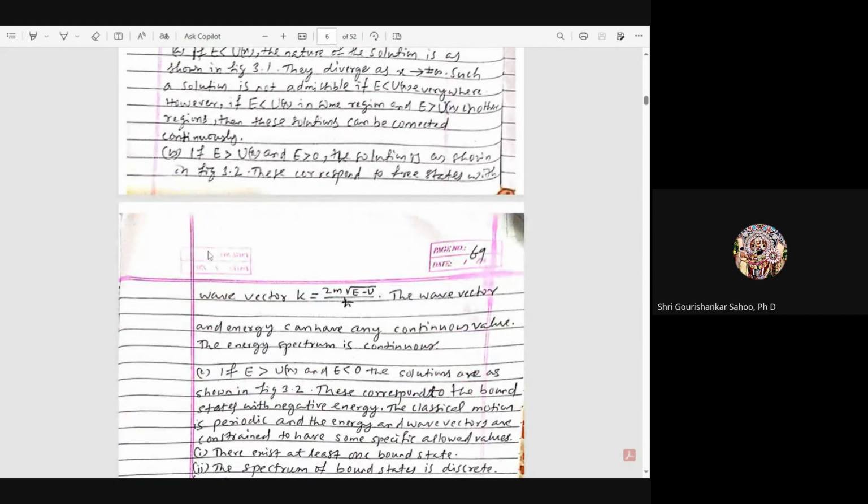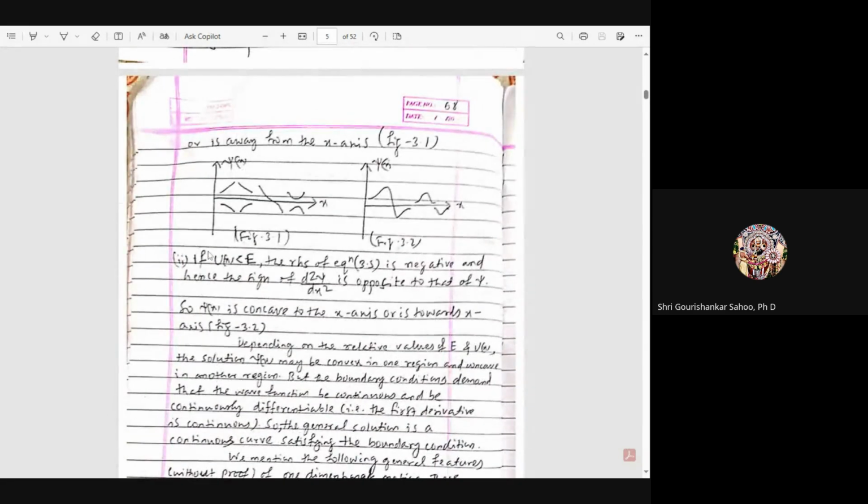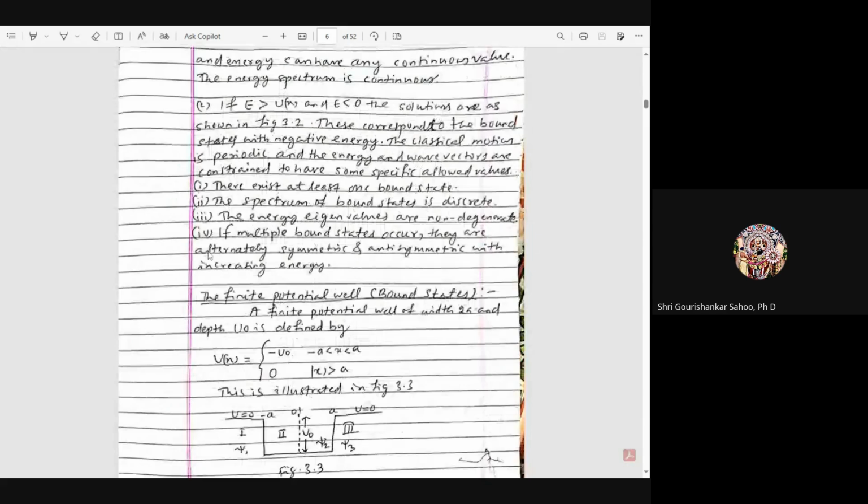If E is greater than U and E is greater than 0, the solution is as shown in the second figure. This corresponds to free states with wave vector k equal to root of 2m(E minus U) by h-cross. And the wave vector and energy can have any continuous value. And the energy spectrum is continuous.